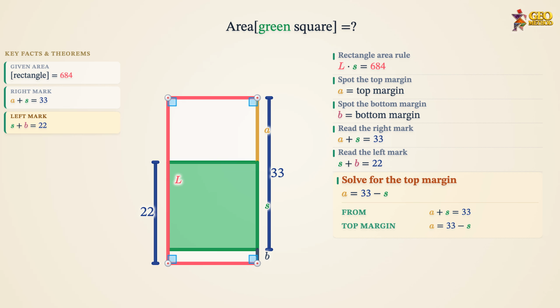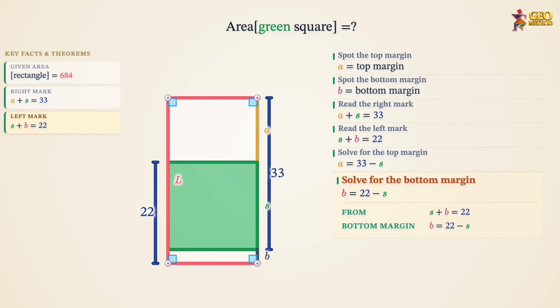Take the right mark's equation and subtract S from both sides. The top margin, A equals 33 minus S, written purely in terms of the unknown side. Do the same to the left mark's equation and subtract S. The bottom margin, B, equals 22 minus S, again in terms of S alone.